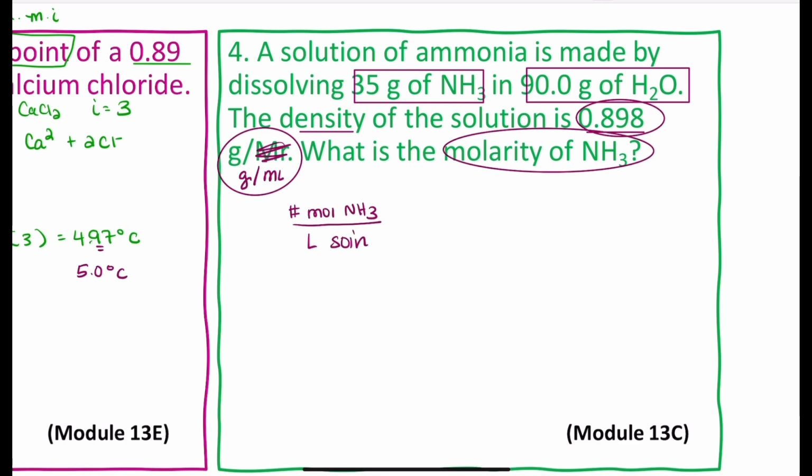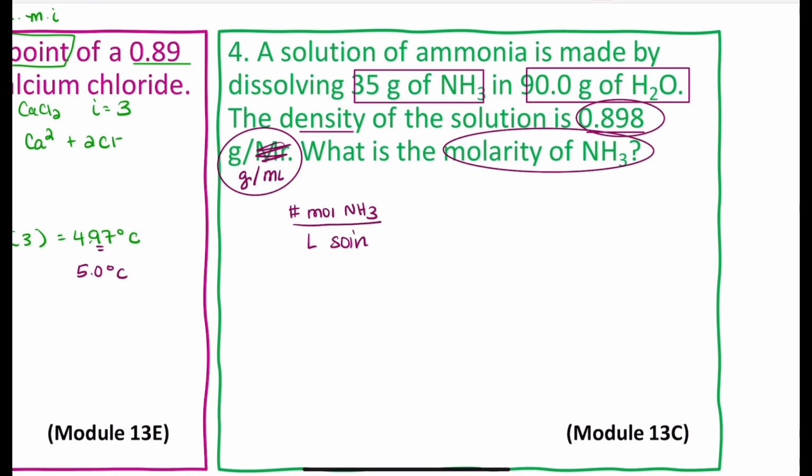I know what went into making the solution, and I know that water is going to be my solvent and ammonia is going to be my solute. Why do I know that? Well, water is present in a greater amount. I'm making a solution of ammonia, which implies ammonia is my solute. Plus ammonia is a gas. It's going to go into water and make ammonium hydroxide in solution.